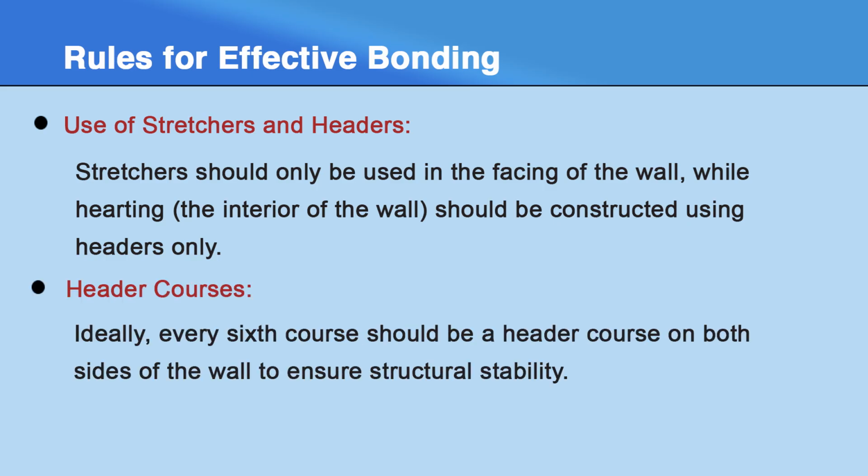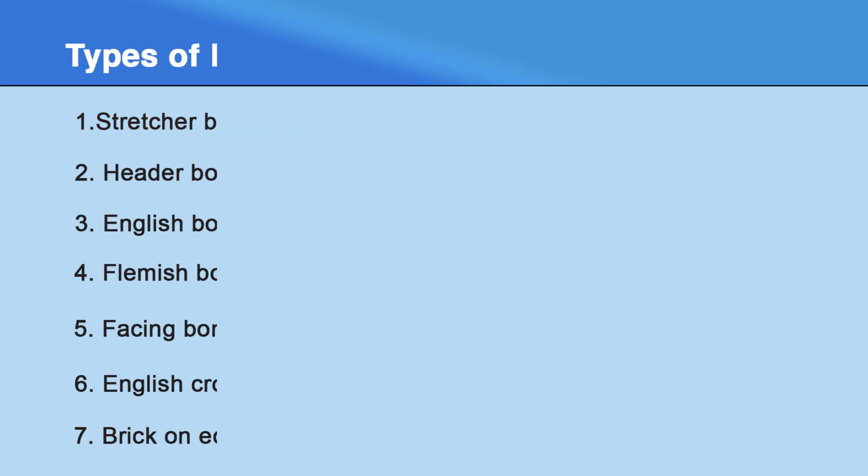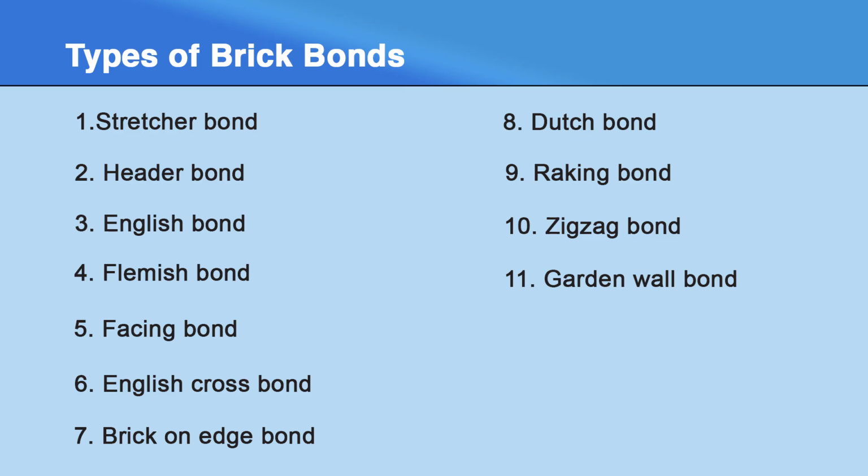Next is the header courses. Ideally speaking, every 6th course should be a header course on both the sides of the wall to ensure structural stability. Now, we come to the different types of brick bonds.